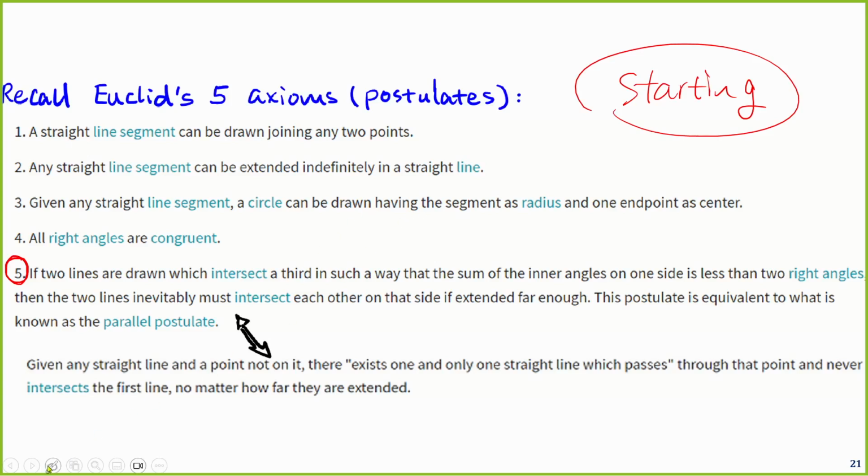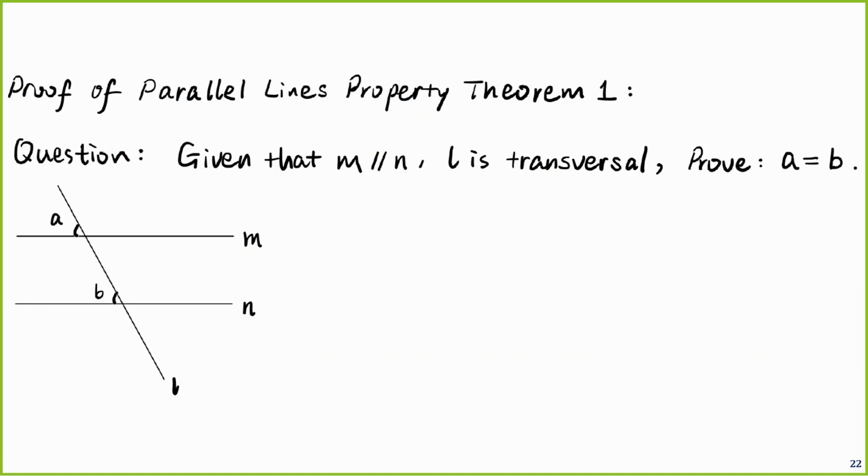The fifth axiom says, okay, suppose you have two lines. This is the first line, this is the second line, right? They intersect with a third line. If the sum of these two angles here is less than two right angles, and two right angles is 180 degrees, right? If the sum of these angles is less than 180 degrees, then these two lines must intersect at some point here. So we can use this to prove this theorem, right?